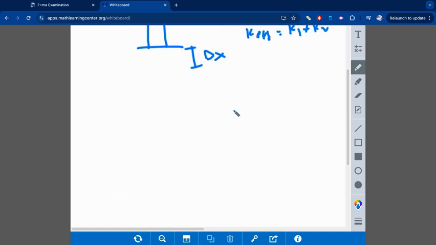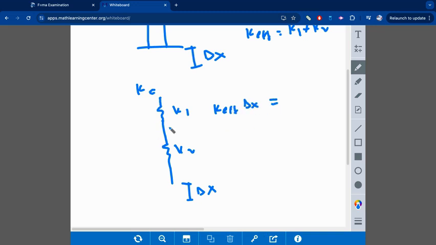So if we look at Kc, they're in series. So if we stretch it a distance x, it's going to be K effective times x. Now this is going to be different because we're given that the springs are massless. And so whenever you have a massless string and you pull on it with tension T, then there's always a constant tension throughout. So we can use the same logic in this case.